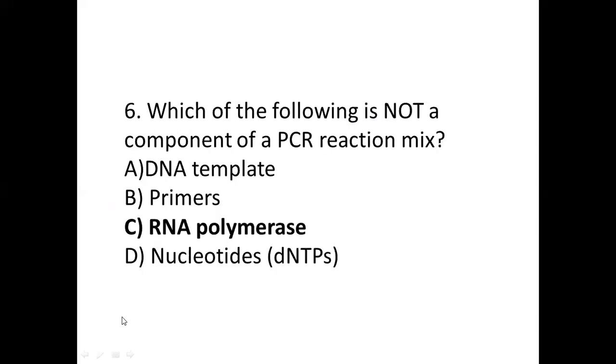Next question. Which of the following is not a component of PCR reaction mixture? DNA template, which has to be amplified, has to be there. Primers, yes, we will be adding 2 oligonucleotide primers. And we won't be adding RNA polymerase. So this is the correct option. Yes, dNTPs we will be using: dATPs, dGTPs, dCTPs, and dTTPs. So we won't be using RNA polymerase. RNA polymerase has no function in this PCR technique. So the correct option for this question is option C.